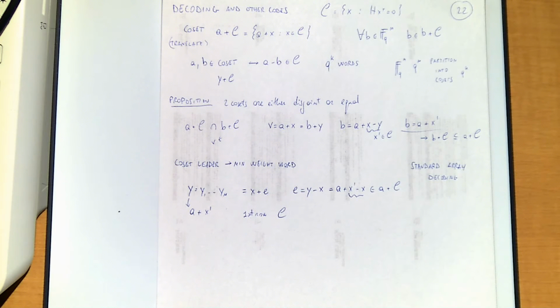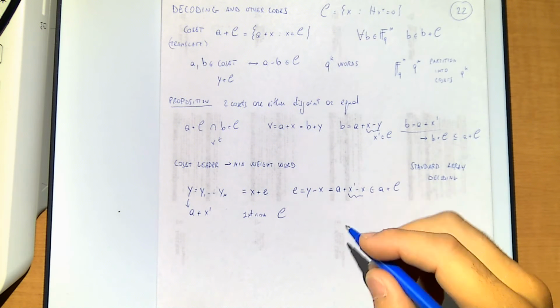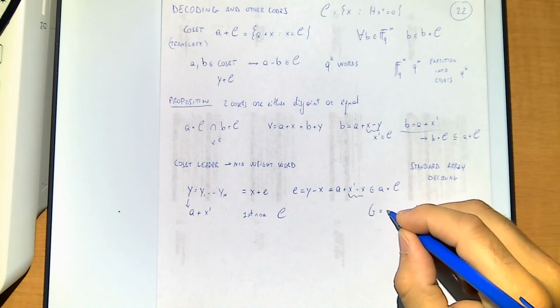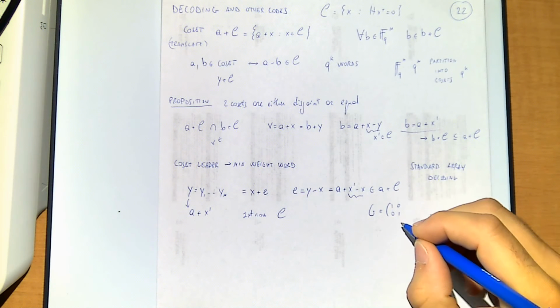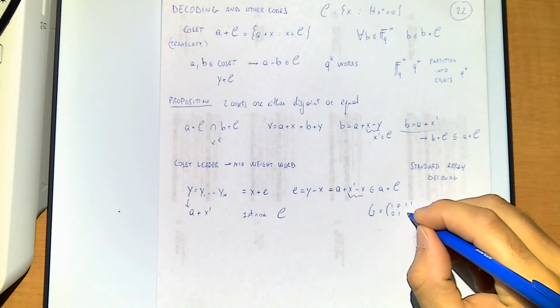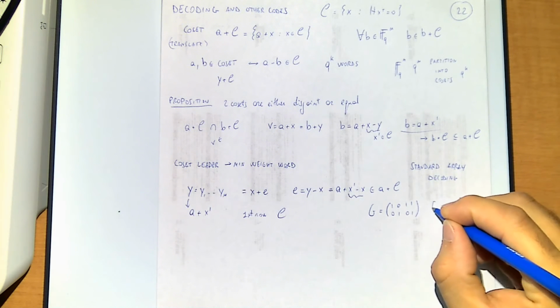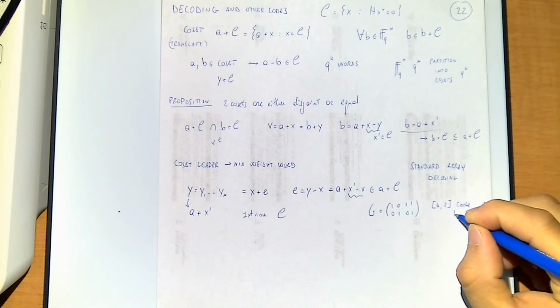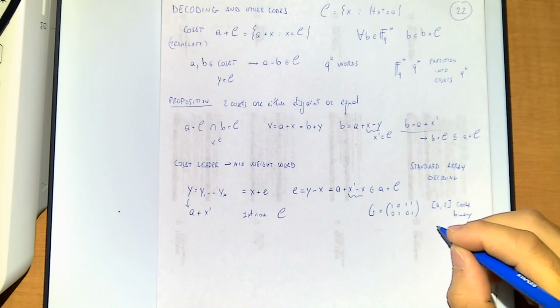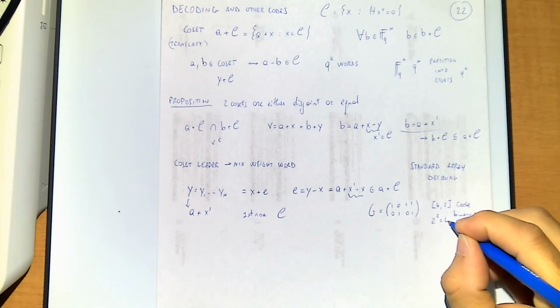Okay, so here is an example. Suppose that I have that code that I defined earlier that was given by 1001, this is systematic form, 1101. So this is a (4,2) binary code. I expect it to have 2^2 code words.